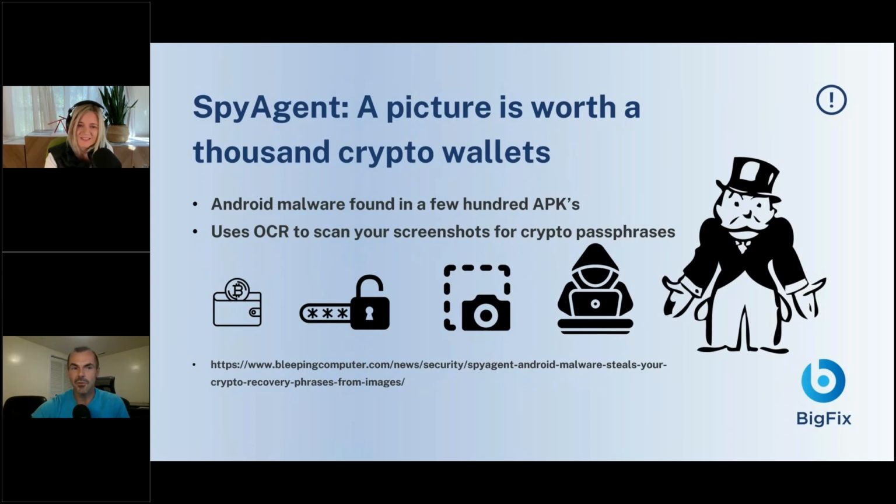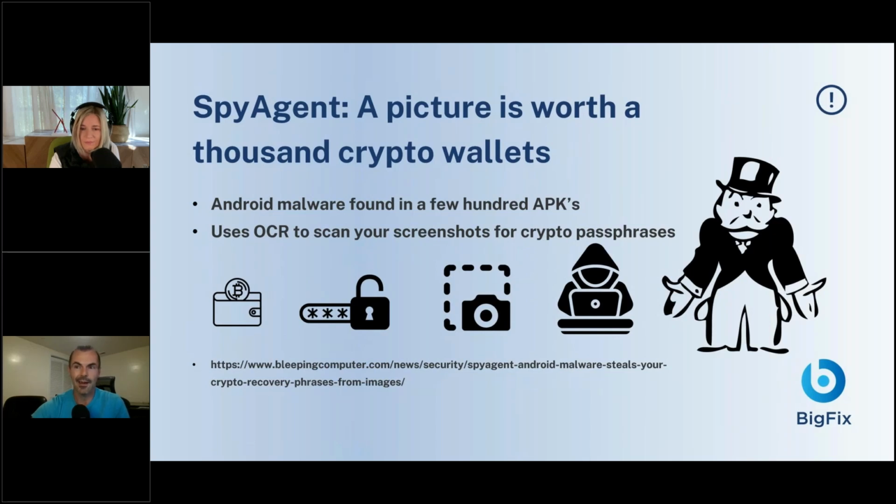So here's another new one. It's not fun. Again, it's a thing of nightmares. I read about this. It's newish, though it's certainly been around for a little while. A bit of malware called SpyAgent basically uses optical character recognition to read through all of your pictures. It's an Android piece of malware, and it reads text and finds passphrases in that text.